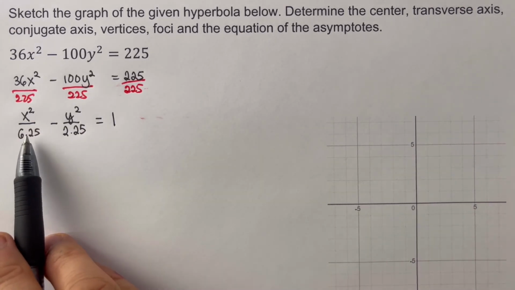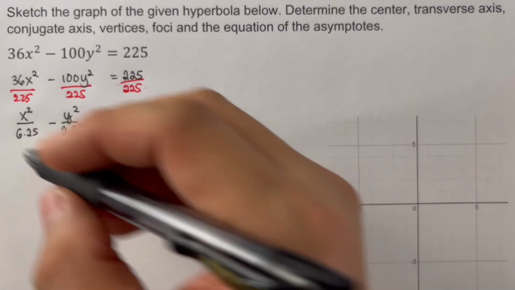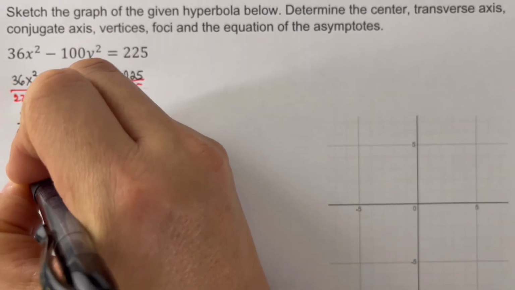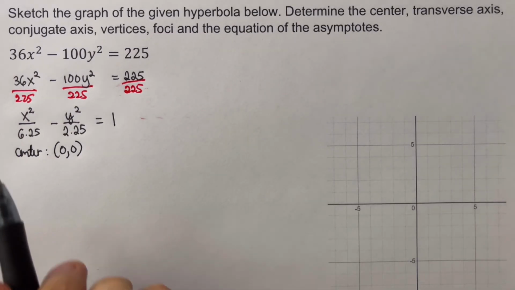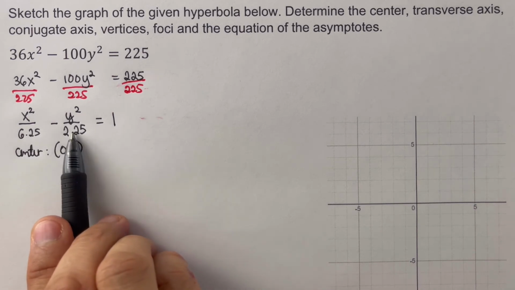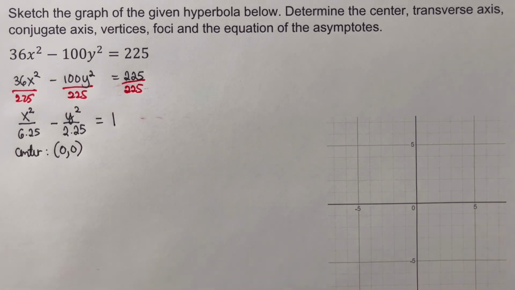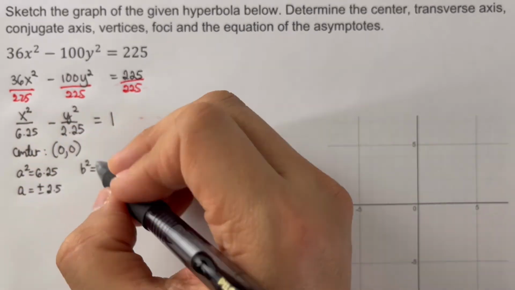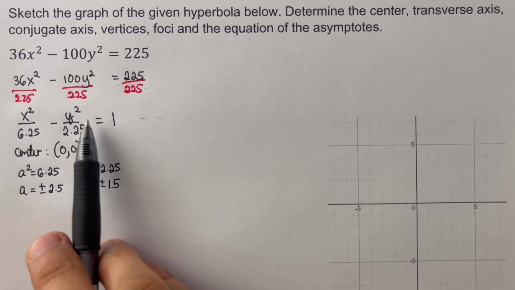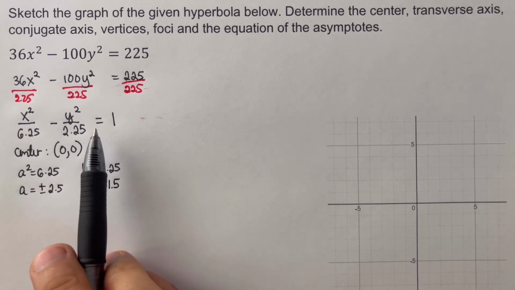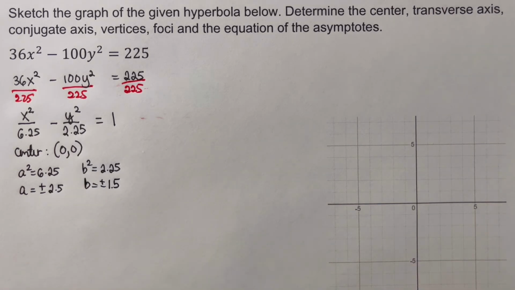Now we can tell that our center is at (0, 0). So I'm just going to write that up here. Now we can say that this is our a and this is our b, so we can write that down here. Looking at this equation, we can tell that this is an example of a horizontal hyperbola. Therefore, the transverse axis is the horizontal axis and the conjugate axis is the vertical axis. I'm just going to write that down here.